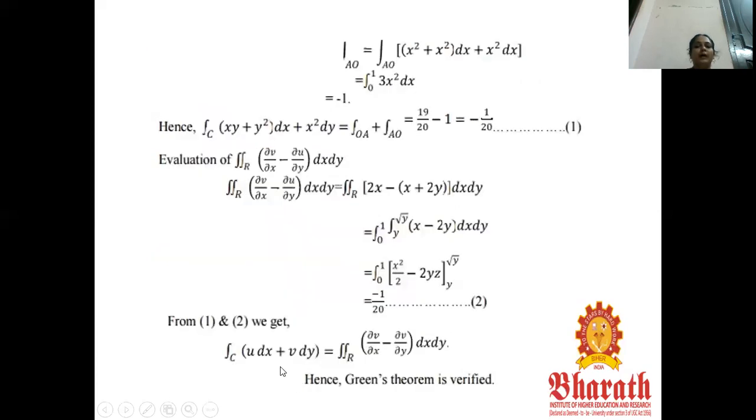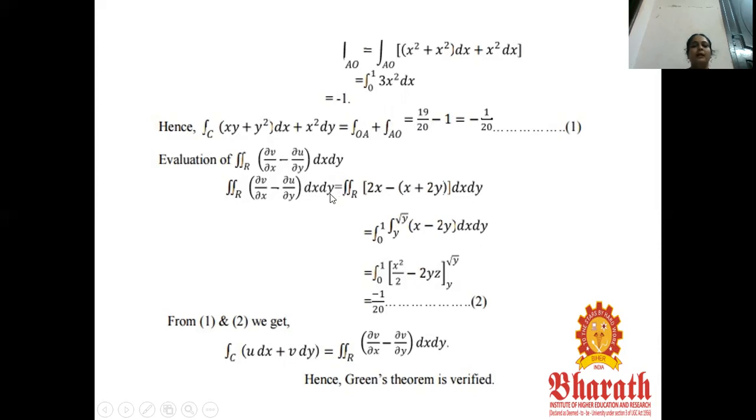Now together we have to add both, so we get the whole left hand side: along OA plus along AO. Along OA we already got 19 by 20, along AO is minus 1. After taking the LCM we got minus 1 by 20.